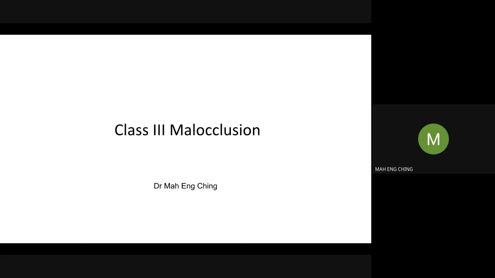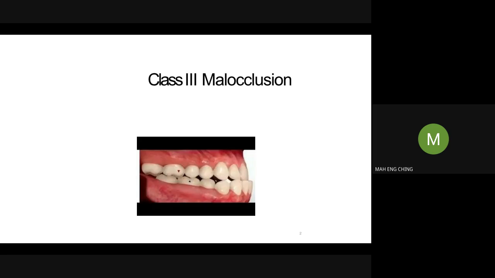Okay, today we're going to talk about the class 3 malocclusion. Previously we finished with the class 1 and class 2 malocclusion. And today we come to the final series of the malocclusion, which is the class 3. Class 3 malocclusion just means the lower teeth are a bit protruding, or they are in reverse spine.